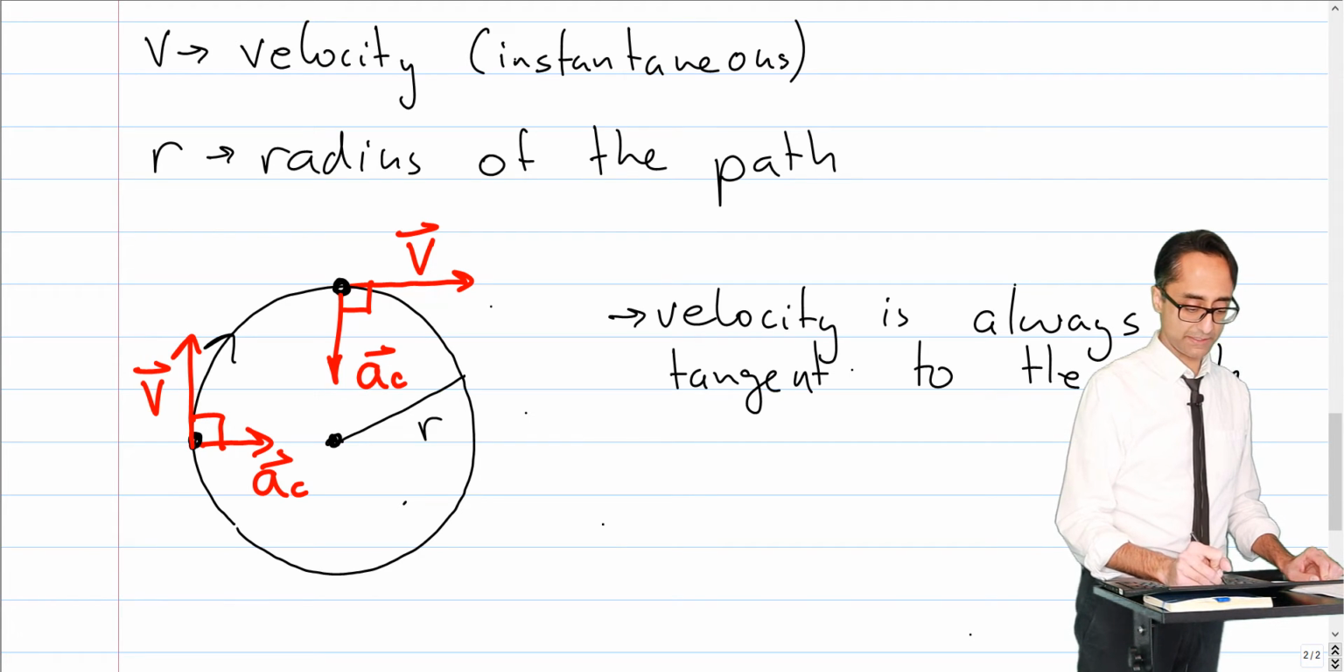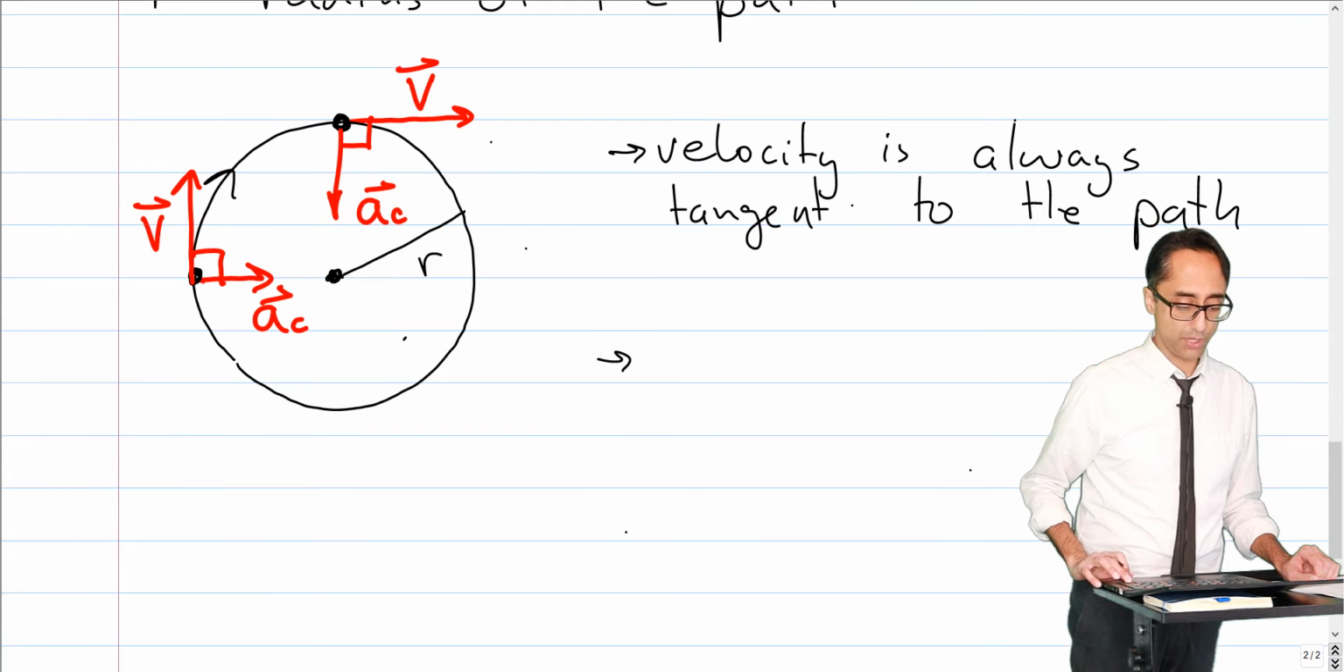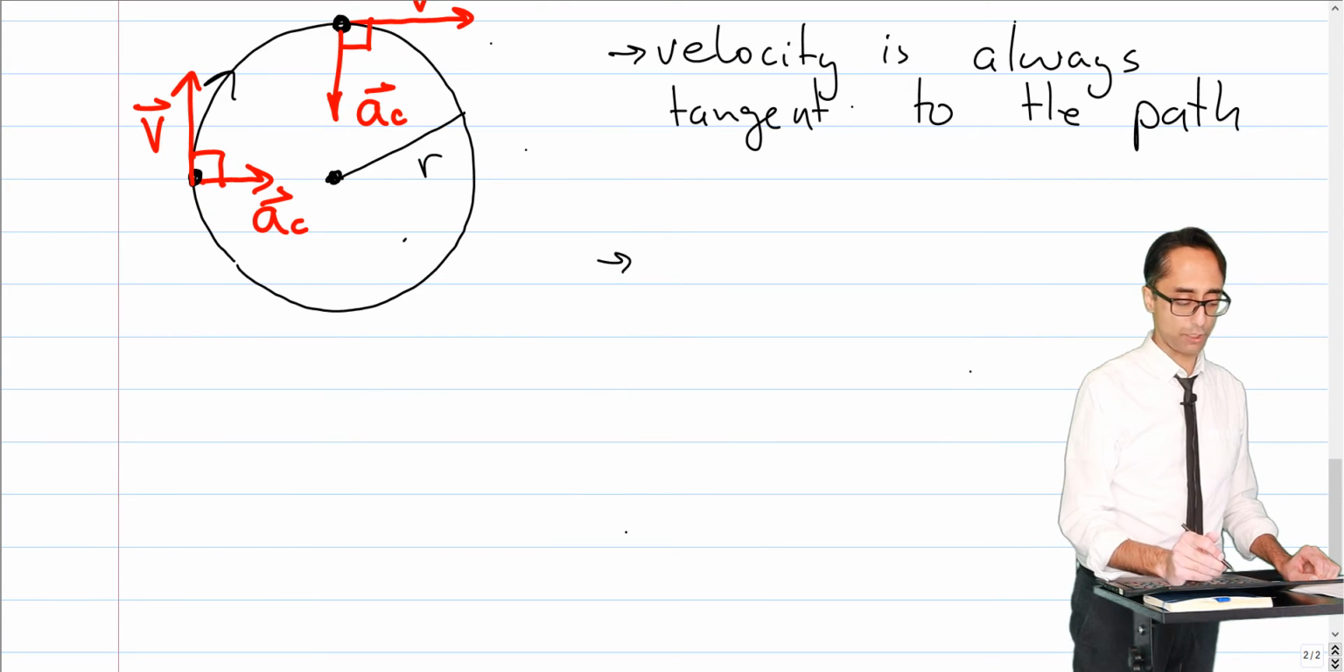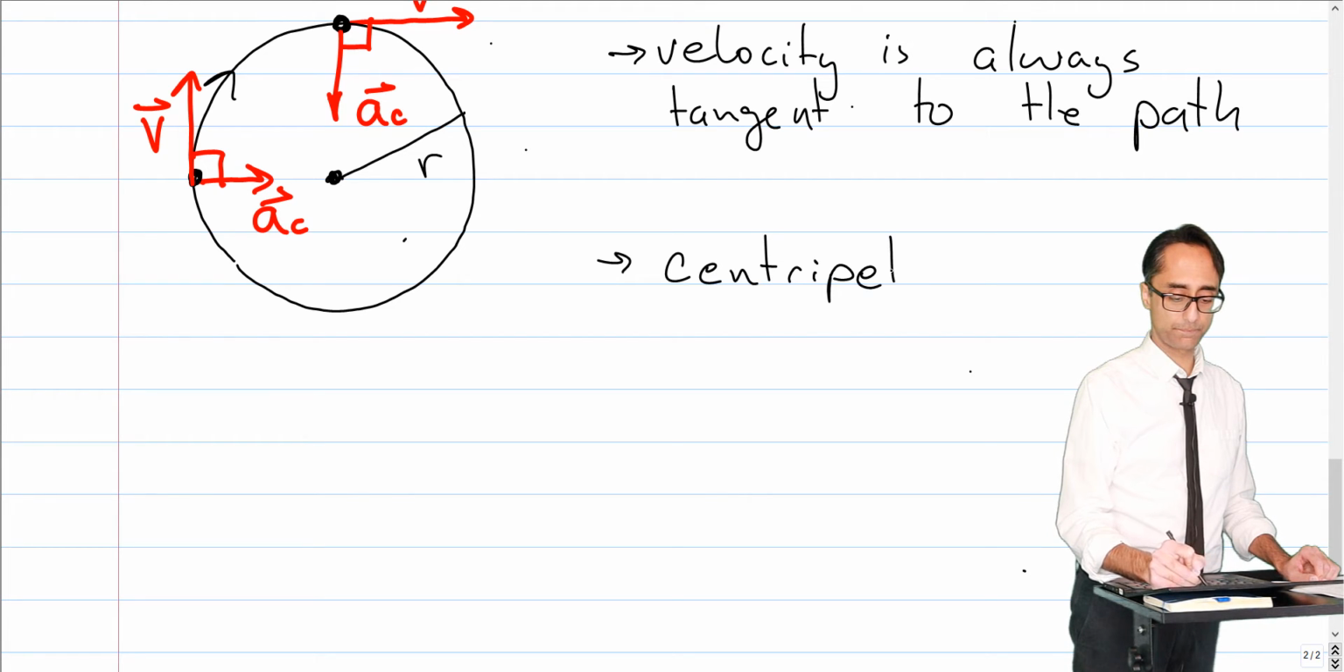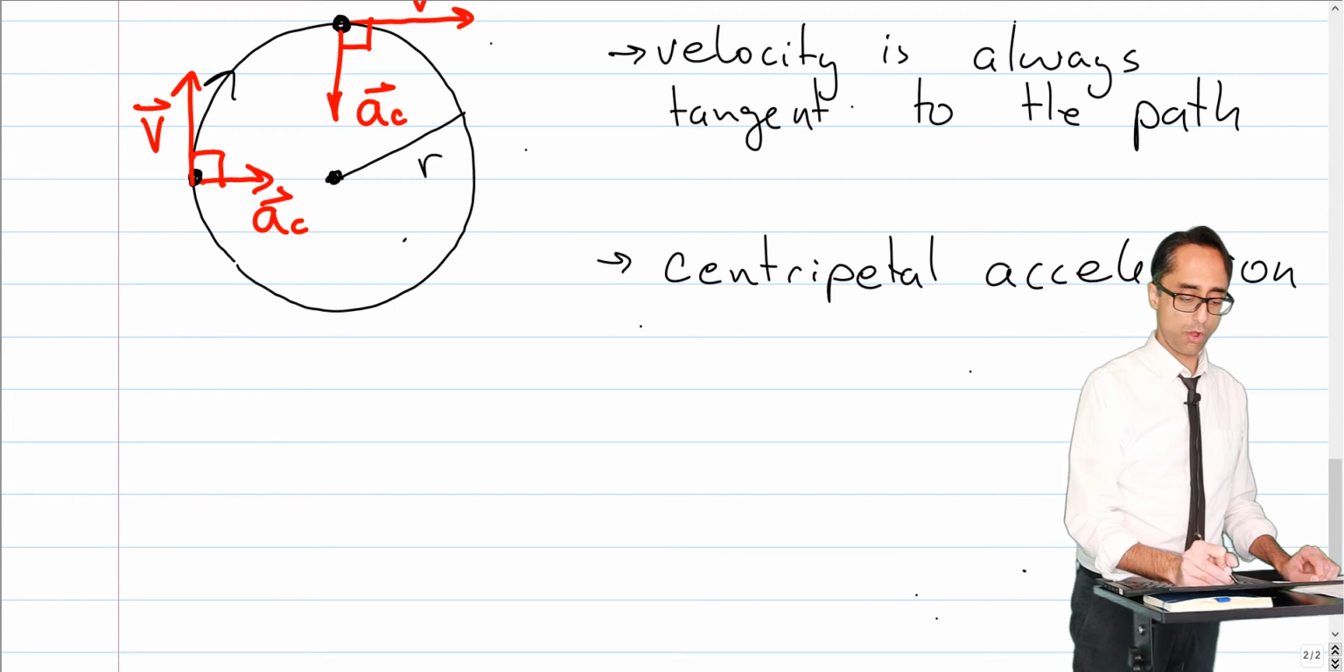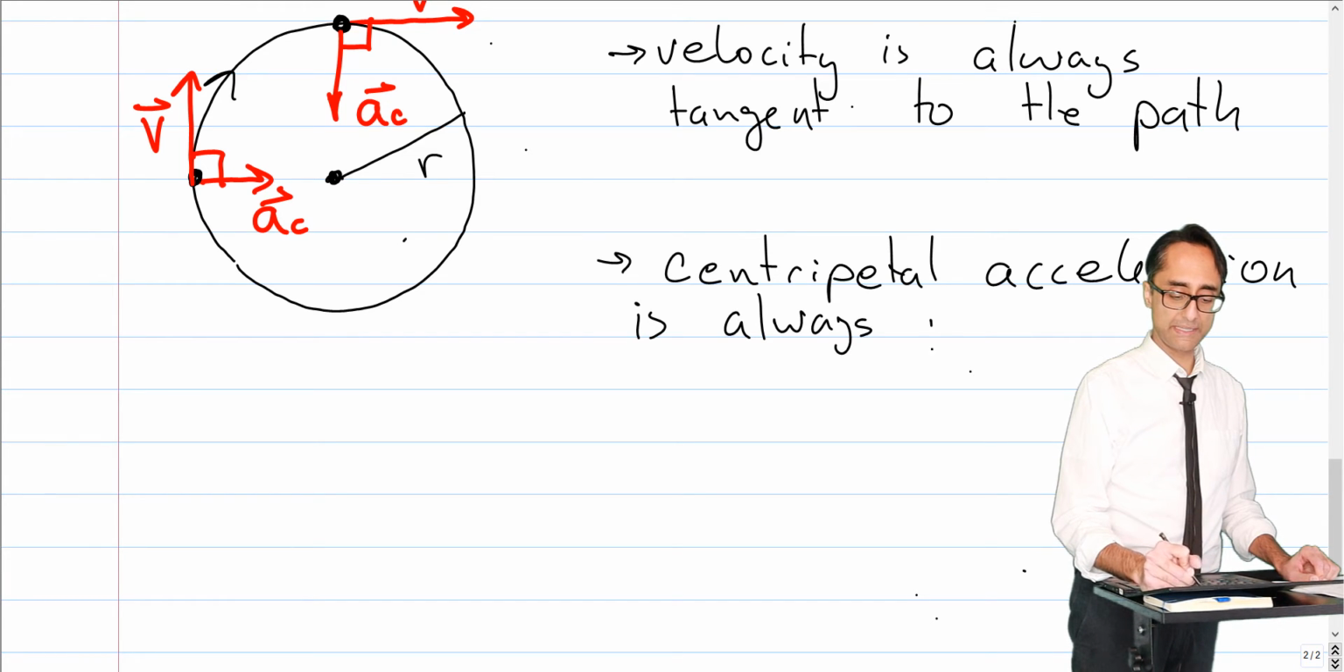And we have that centripetal acceleration is always perpendicular to that velocity and is center seeking. So centripetal acceleration is always perpendicular to velocity.